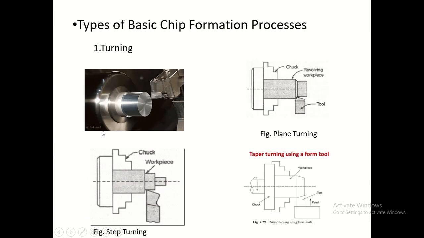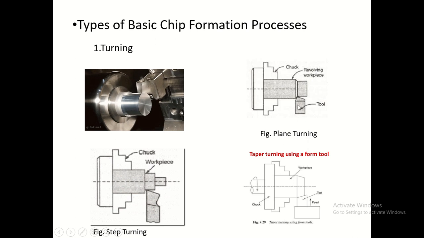So, the first chip formation process is turning. Let's see this diagram. This is a single point cutting tool and this is the workpiece. The workpiece is held on the chuck. Turning is basically a lathe machine process which is performed on the lathe machine. This workpiece is held inside the chuck of the lathe machine and it keeps rotating, and the tool is fed to the workpiece.